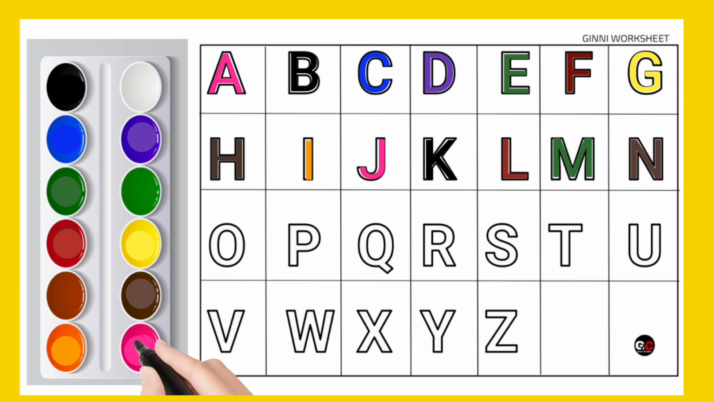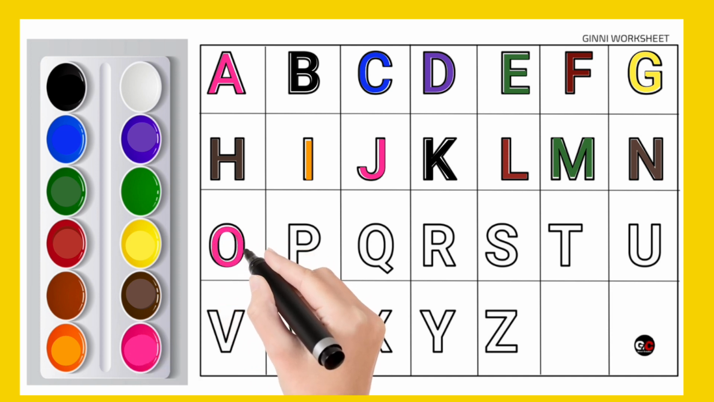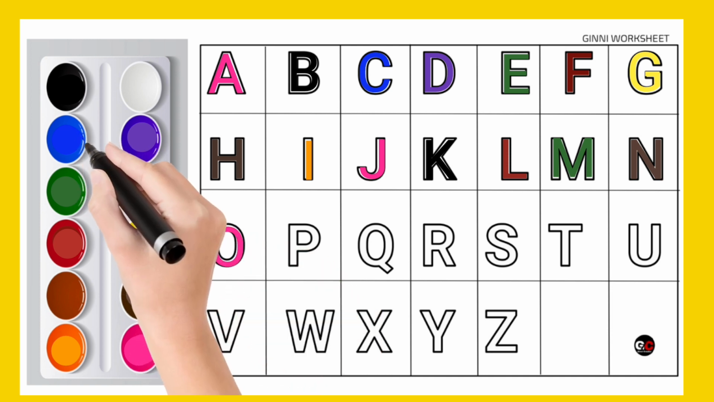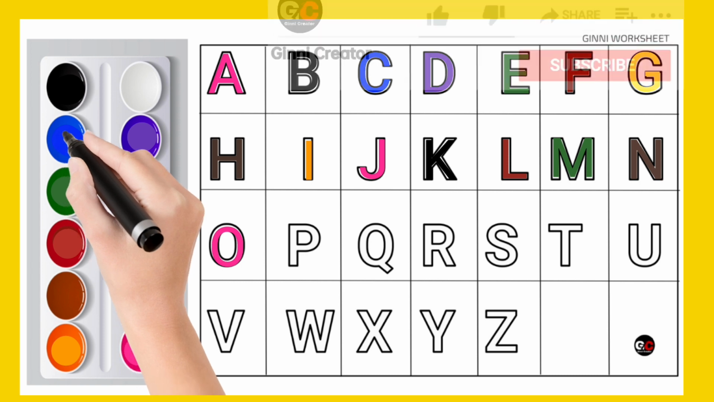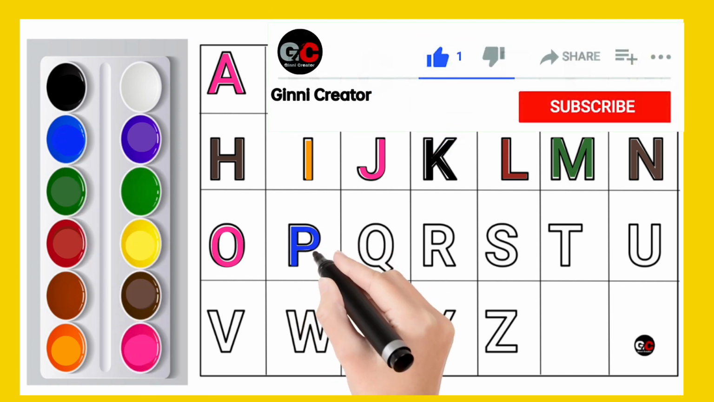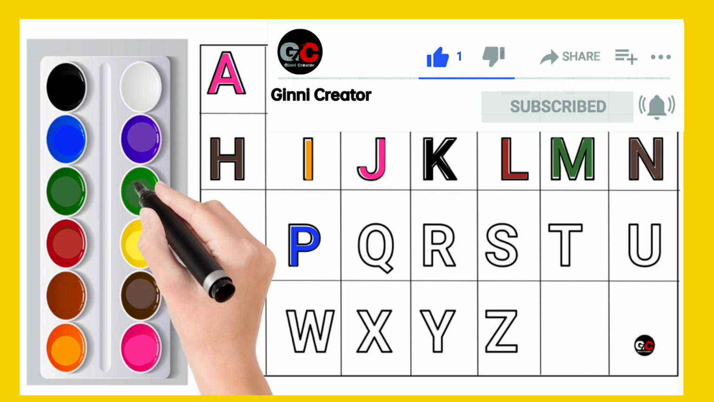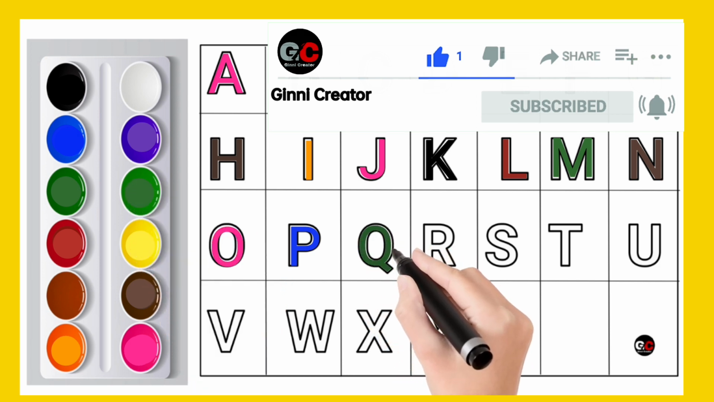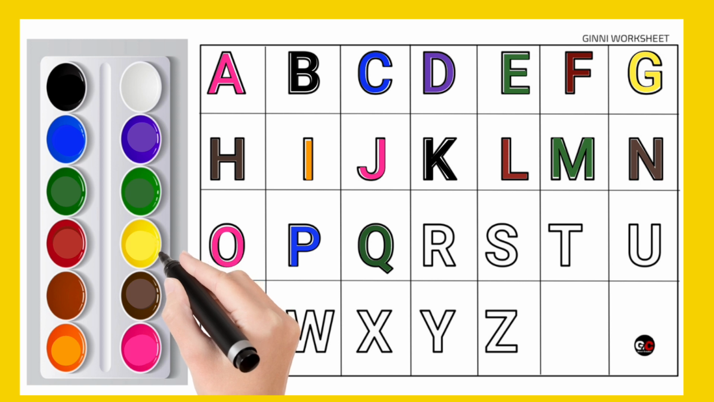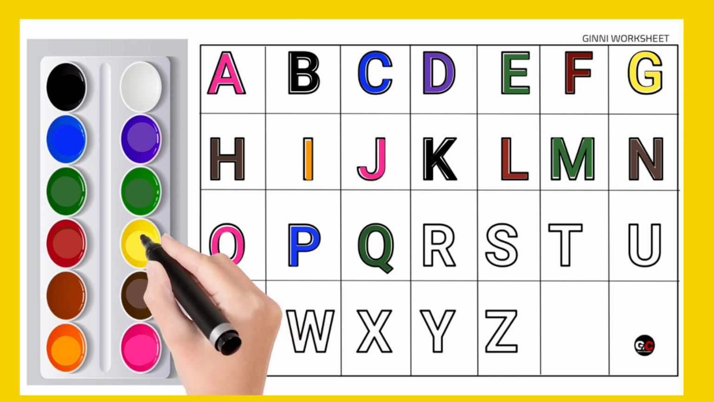A, B, C, D, E, F, G. O for orange, H, I, J, K, L, M, N, O, P, Q, R, S, T, U, V, W, X, Y, and Z. P for parrot. Q for kiwi. Now I know my ABCs. Next time, won't you sing with me?